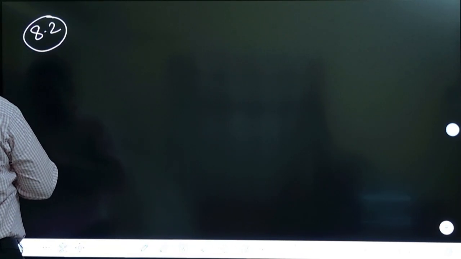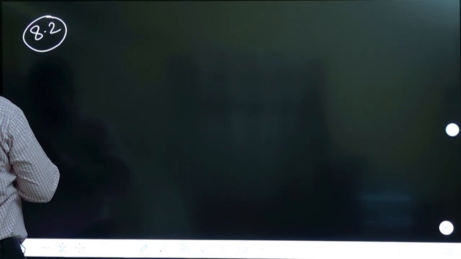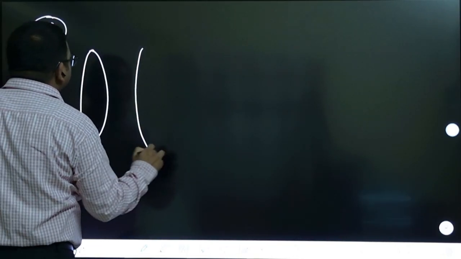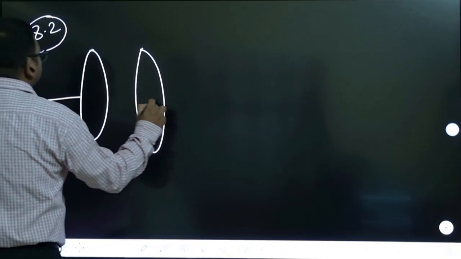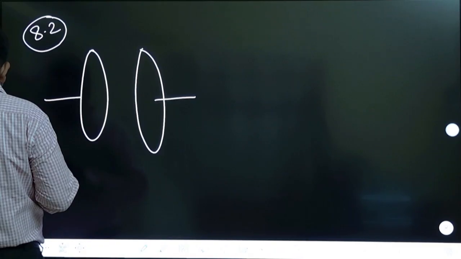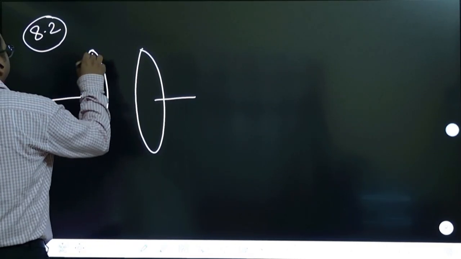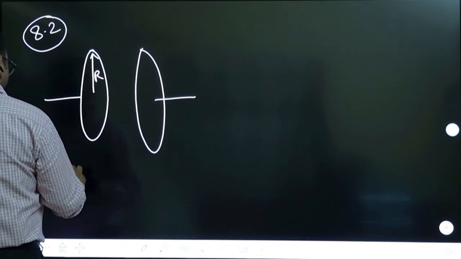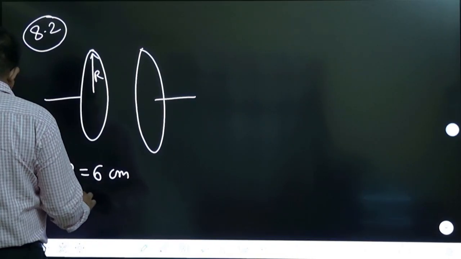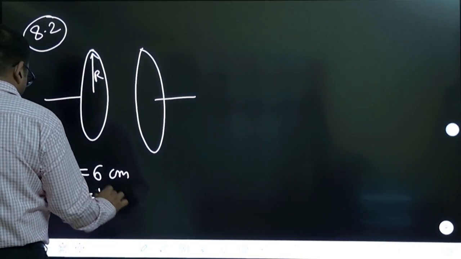Try this question 8.2. A parallel plate capacitor is made of circular plates. Similarly, there are more questions of this type; it is another model of question. This capacitor is there. They have given the radius of the plate, calling it capital R. The radius is 6 centimeter. The capacitance is given as 100 picofarad.